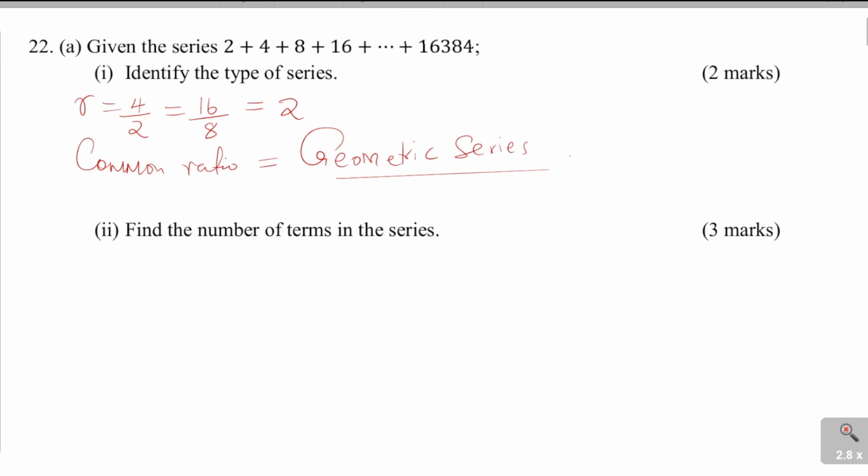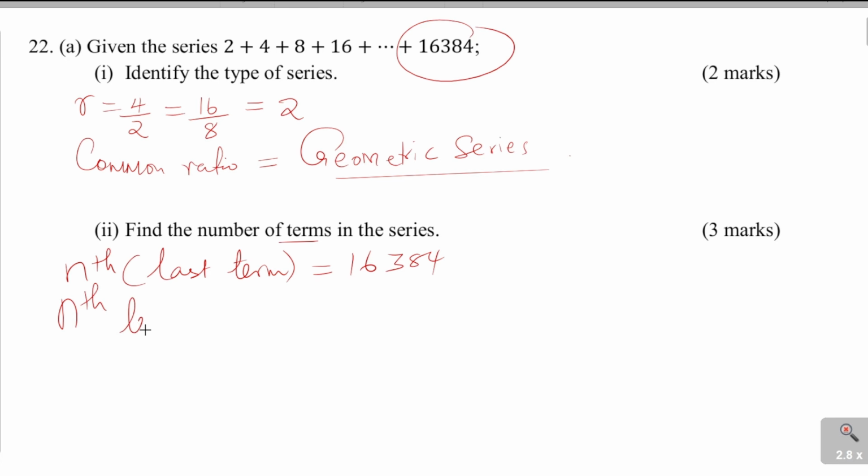We go to the second part: find the number of terms in the series. How do you get the number of terms? When you look at that series, the last term is given, and what is going to help us get the number of terms is the last term. The last term is the nth term, which is given as 16,384. How do we get the nth term of a geometric series? The nth term is given by a r raised to power n minus 1, where a is the first term.